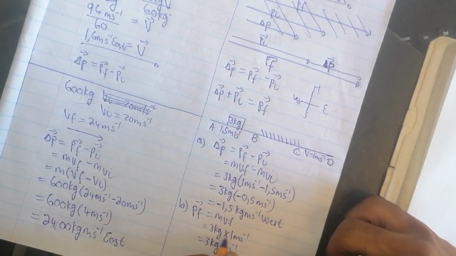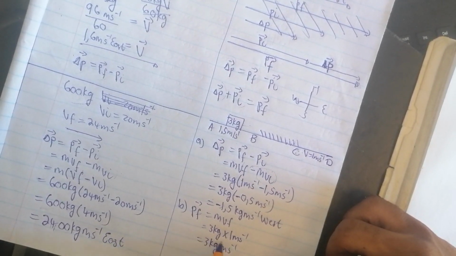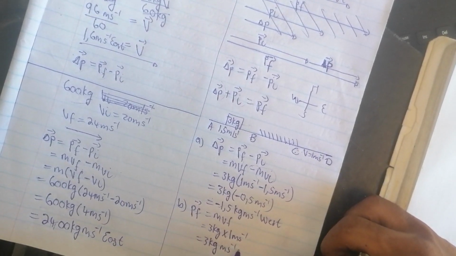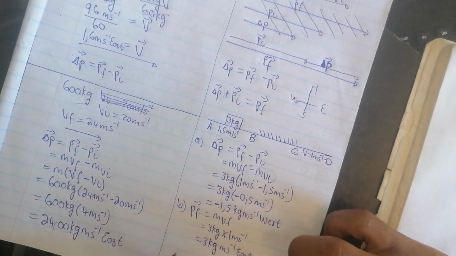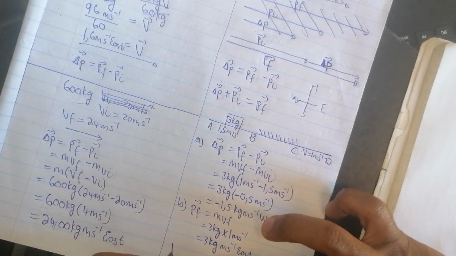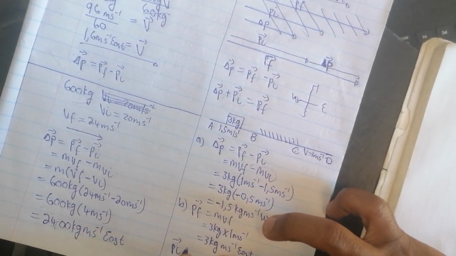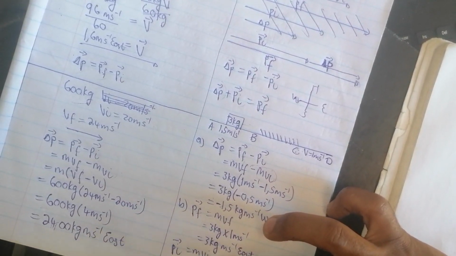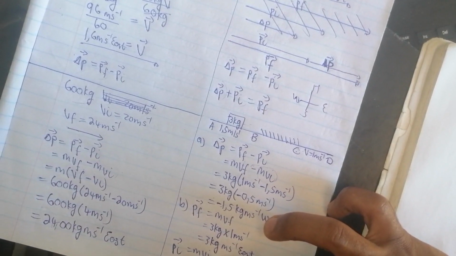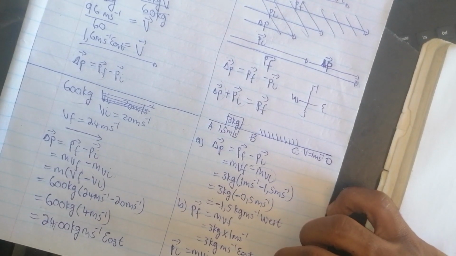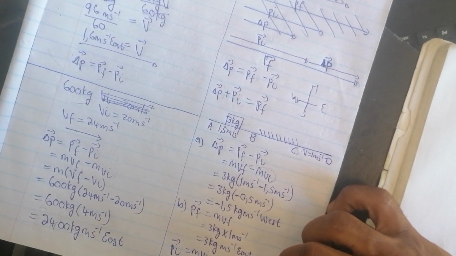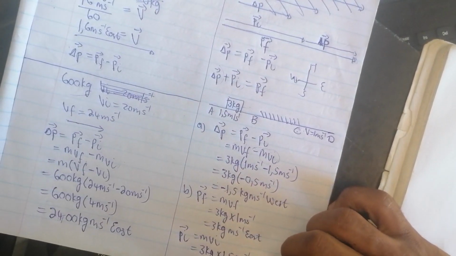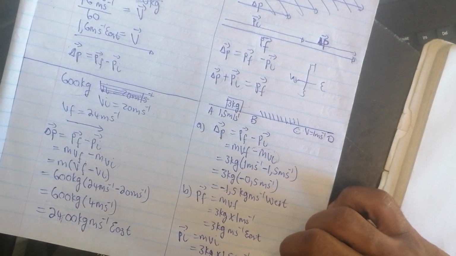Are we fine that this is positive? Yes. So let's just continue to go east. Now let us look at the initial momentum, which is mass multiplied by the initial velocity. 3 kilogram. What is the initial velocity? 1.5 meters per second. And what is 3 multiplied by 1.5?